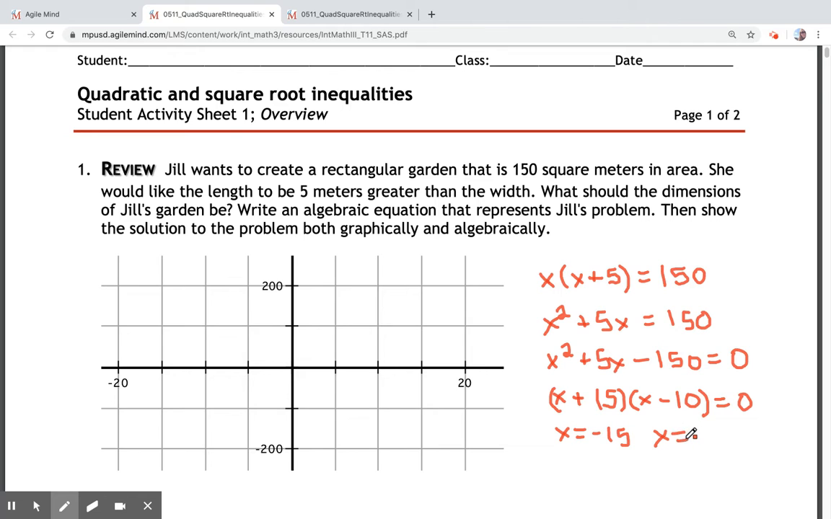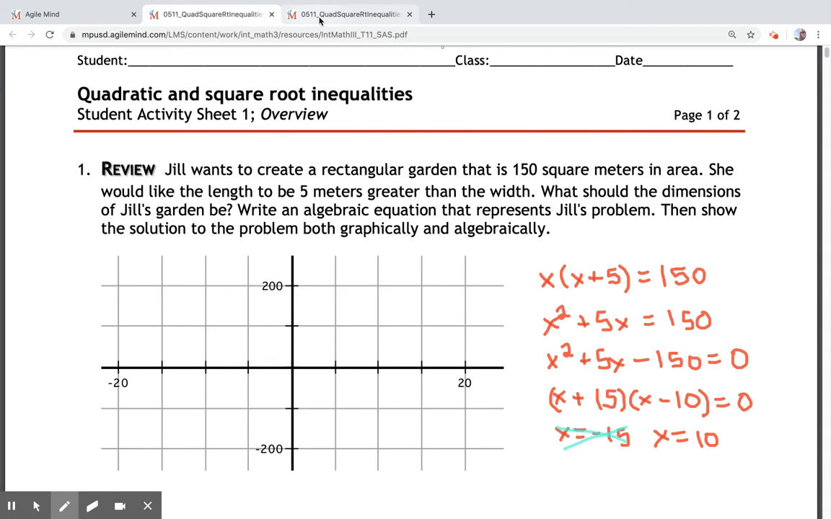Now, you guys know what the deal is. You know, of course, that if x is my width, then that's definitely not going to be negative. That doesn't work. But I will happily take a width of 10. And of course, if my width is 10, that means my length must be 15.